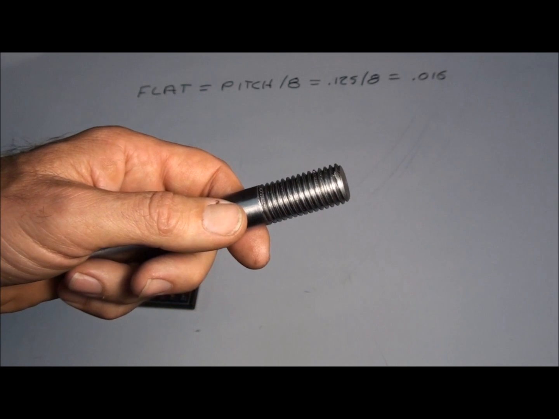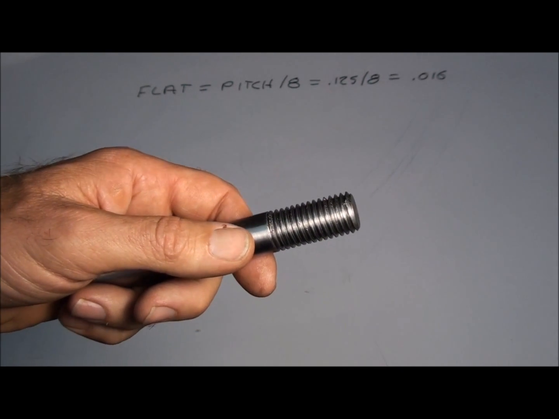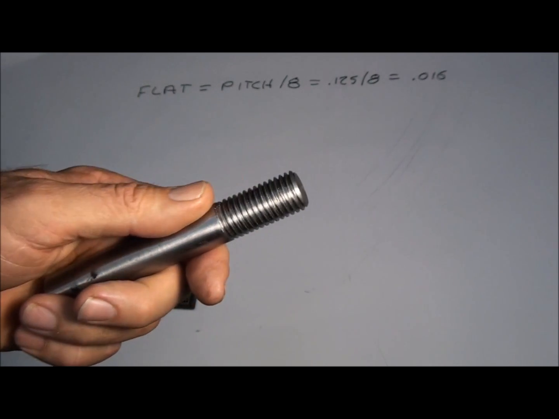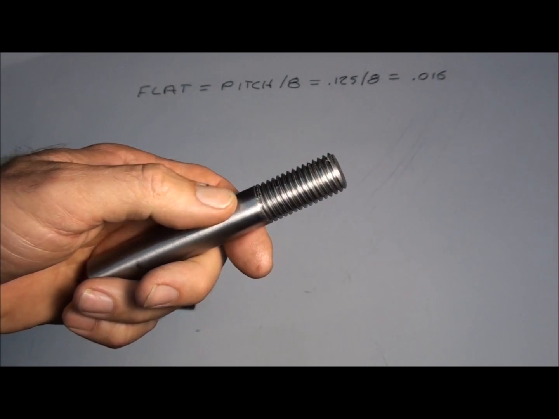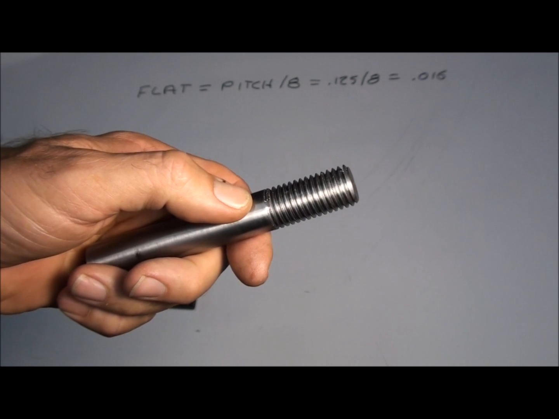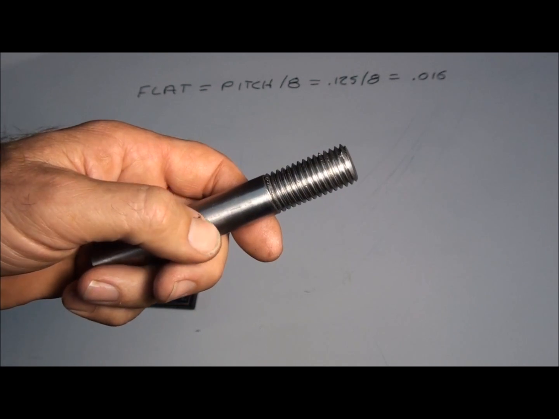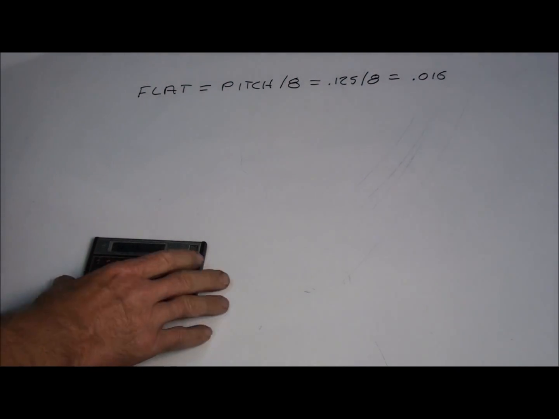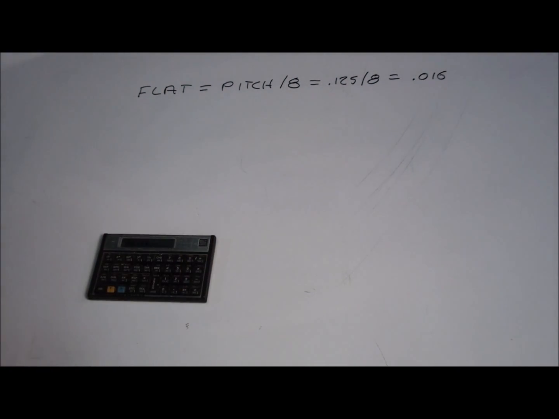But it's a good thing to know, so later on when we do cut a thread, an Acme or a square or something like that, or maybe we're cutting a coarse V thread and we're having problems with the tool rubbing, then we can say, hey, maybe it's the helix angle. Maybe I ought to take a look at that. So how do we calculate the helix angle for a 1" 8 thread? Well, there's 3 ways.